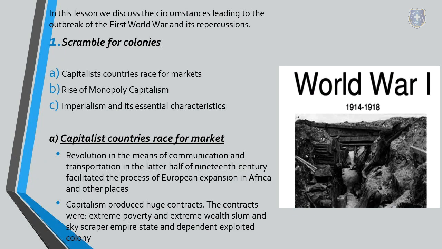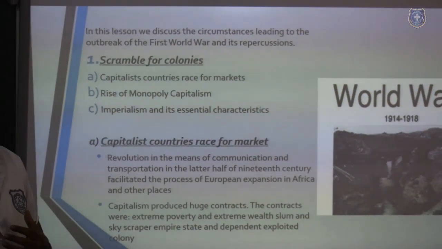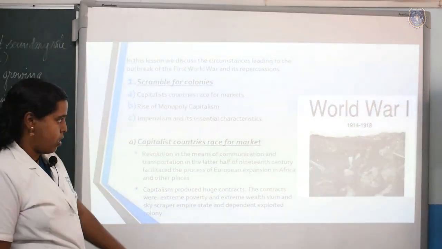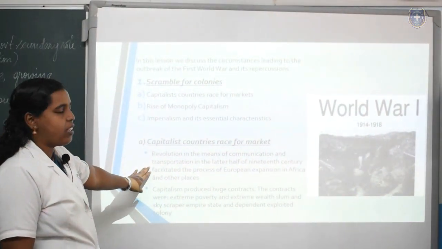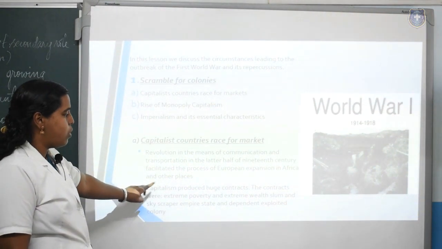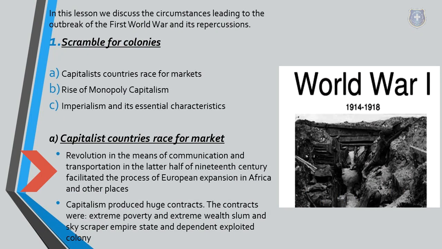Here we are going to see capitalist countries race for market. Every country, first of all I said capitalist countries, will use that agreement for exploiting the poorer countries. Like that, here also various kinds of revolution, political issues and social issues were taking place. Now here, the revolution in the means of communication and transportation in the latter half of the 19th century facilitated the process of European expansion in Africa and other places.